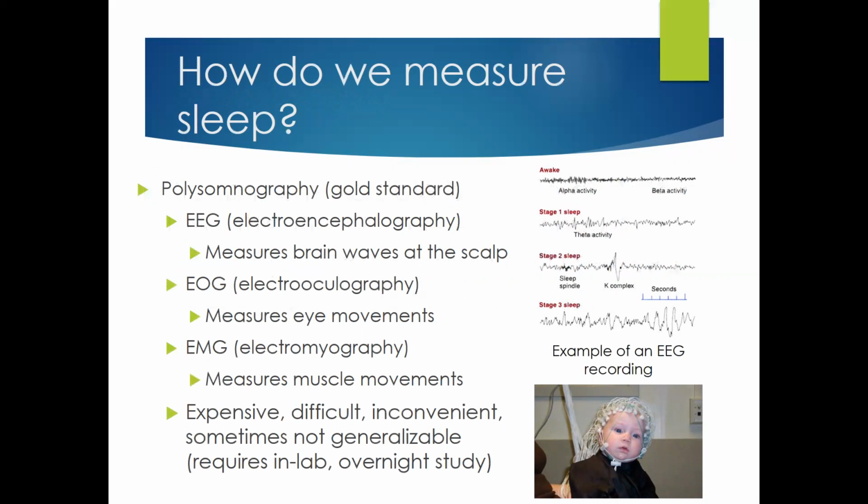You need the brain waves to tell us what stage of sleep you're in. You need the eye movements to tell us what type of sleep you're in. And you need the muscle movements, which will also help with the brain waves to tell us what stage of sleep we're in. Now, the problem with polysomnography is there's a picture here on the lower right of a baby with an EEG, not cap on. They actually have electrodes glued to this baby's head.